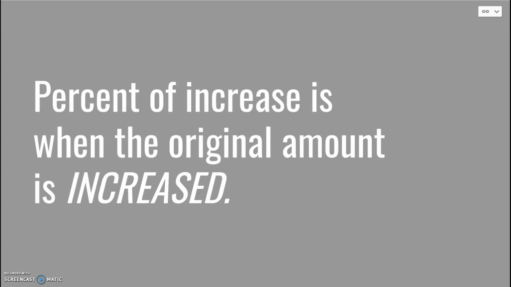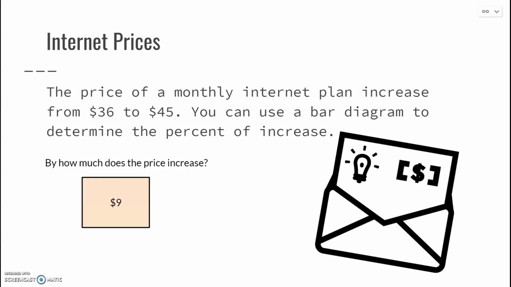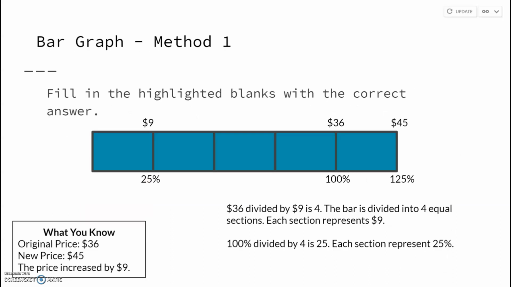Remember, percent of increase is when the original amount is increased. So that original money you spent or that original number of things is increased. So, internet prices. Yesterday we learned about the price of a monthly internet plan that increased from $36 to $45. You can use a bar diagram to determine the increase, which is what we did. Remember, we used all our pieces to model that $45 is now 125%, or a 25% increase. So 100 divided by 4 gives us our 25.